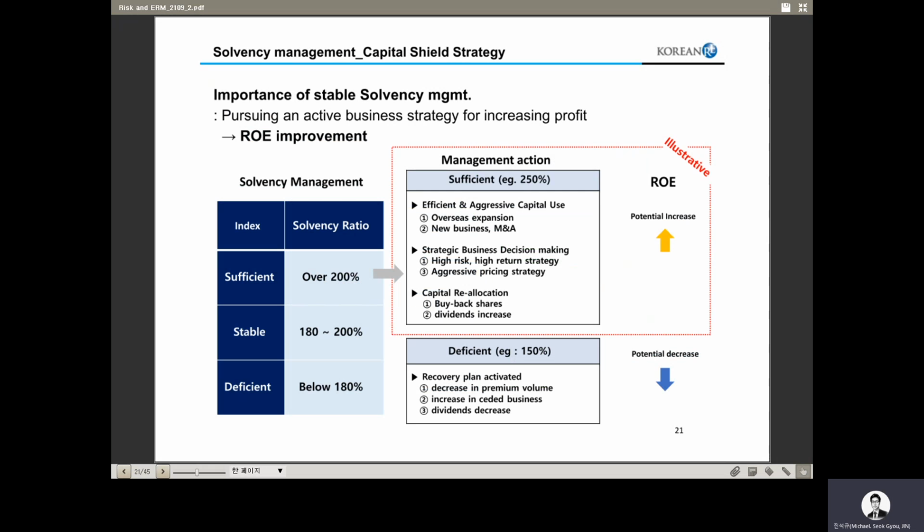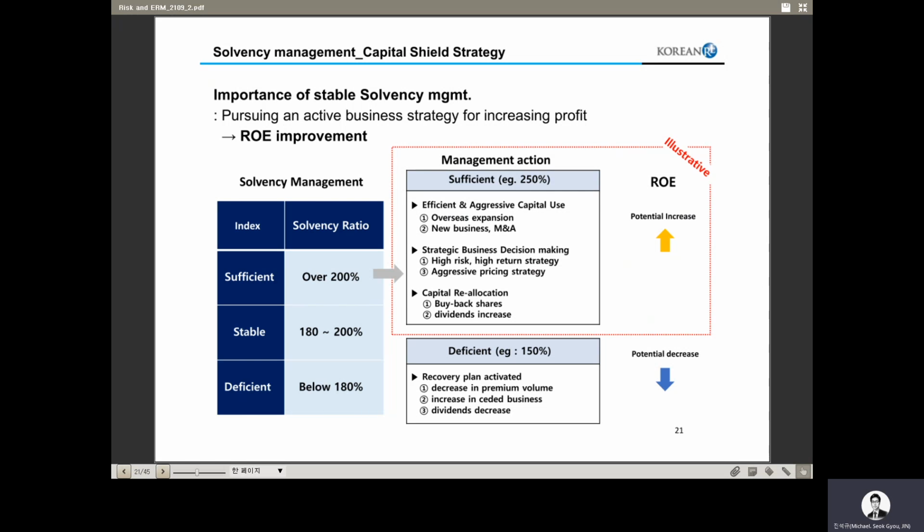The next part is capital shield strategy. It means to prevent a lower solvency ratio and to control too high a ratio too. It is important for a reinsurance company to maintain a stable solvency ratio. It's mainly because a stable solvency ratio is related to pursuing an active business strategy for increasing profit, which results in ROE improvement.